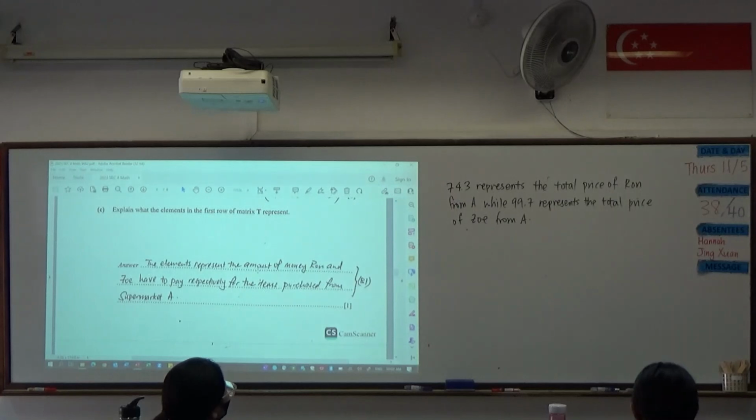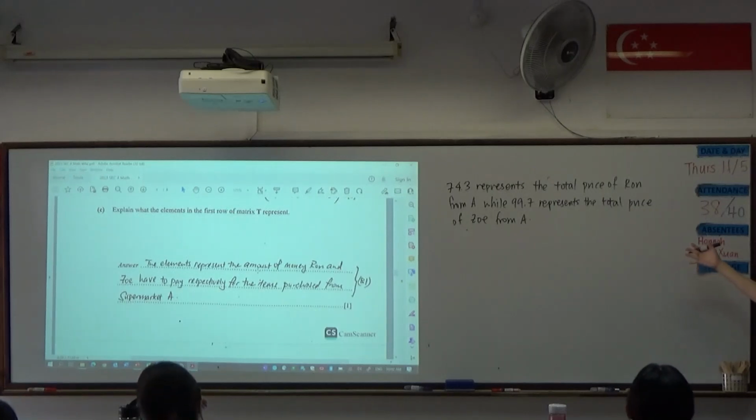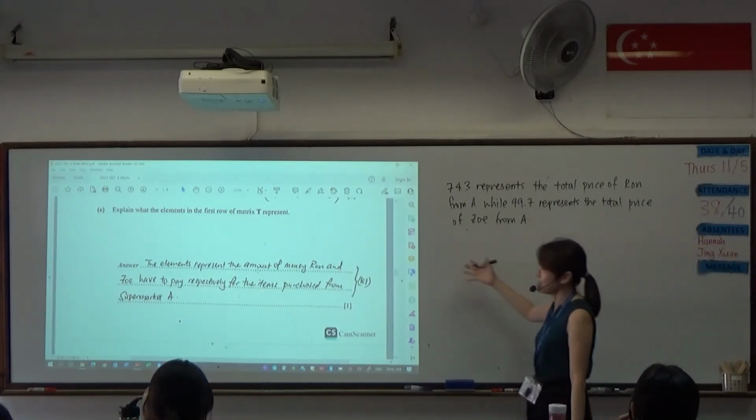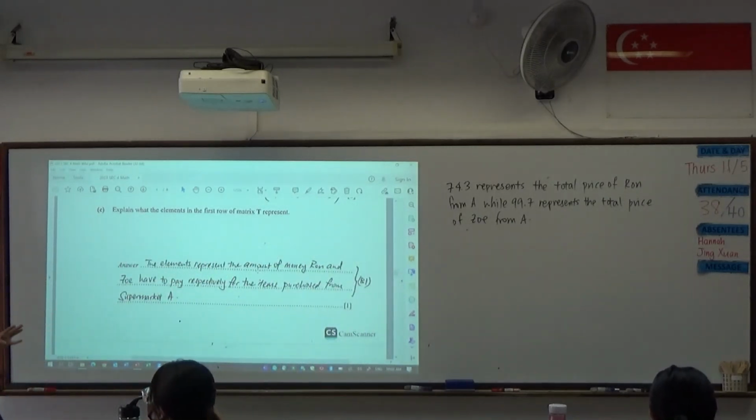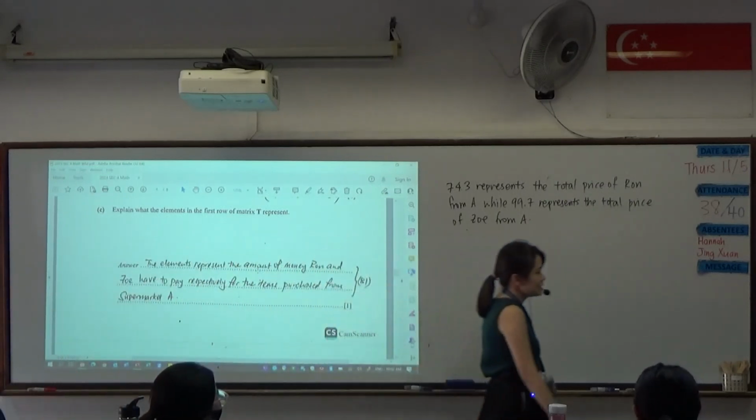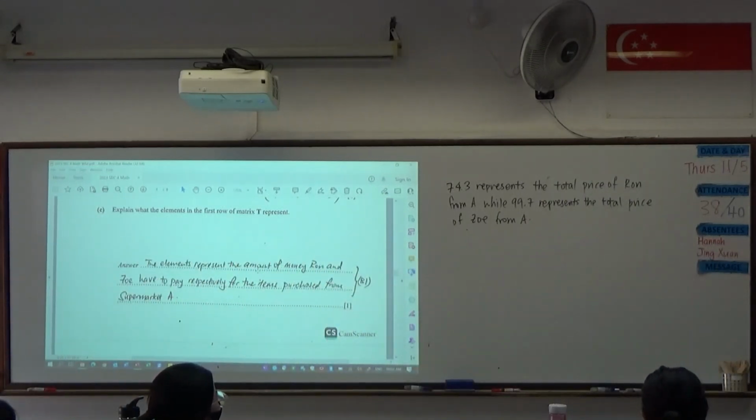74.3 represents the total price of Ron from A, while 99.7 represents the total price of Zoe from A. So this supermarket sells humans, you know. Please really look at what you're writing. Having all these ideas in mind is good, but make sure that overall it doesn't change the context of the question. So this was really one funny one. I don't know whether there were any more funny ones.